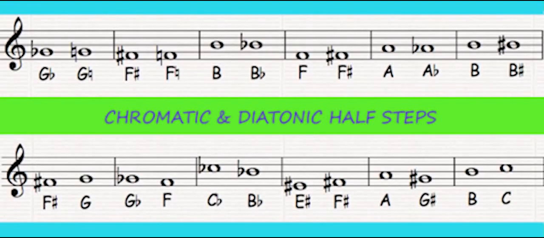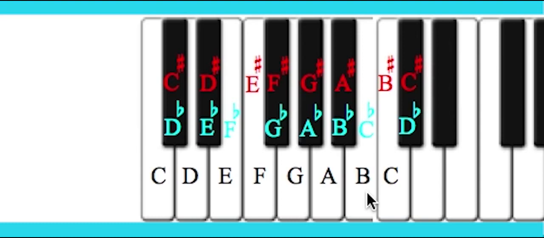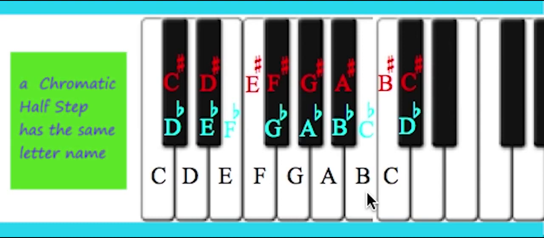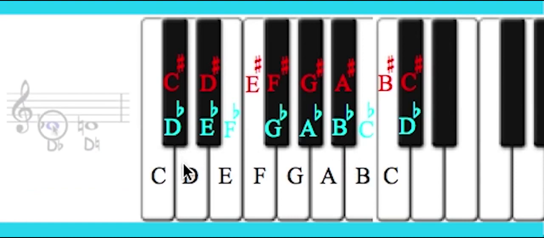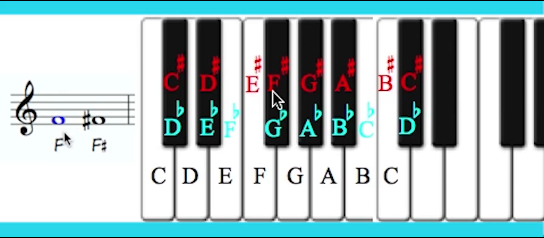There are chromatic half steps and diatonic half steps, and each half step can be written either chromatically or diatonically. Let's have a look at the keyboard. A chromatic half step has the same letter name. For example, B to B flat, D flat to D, F to F sharp.